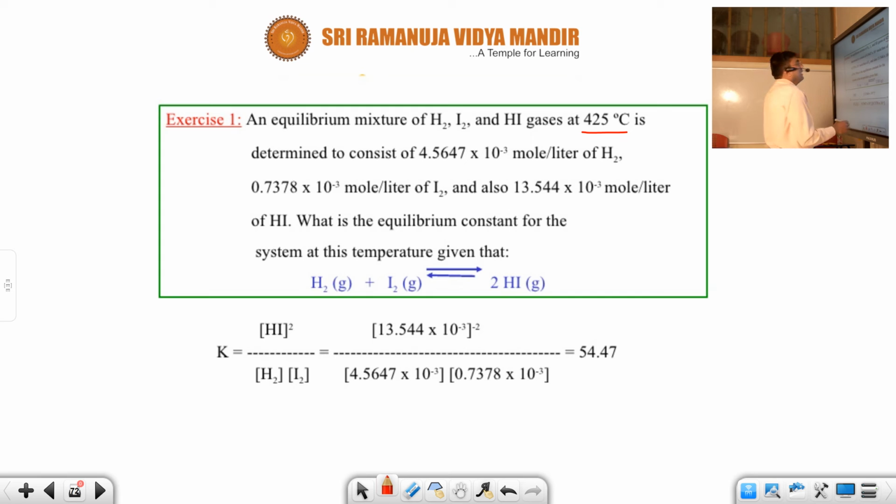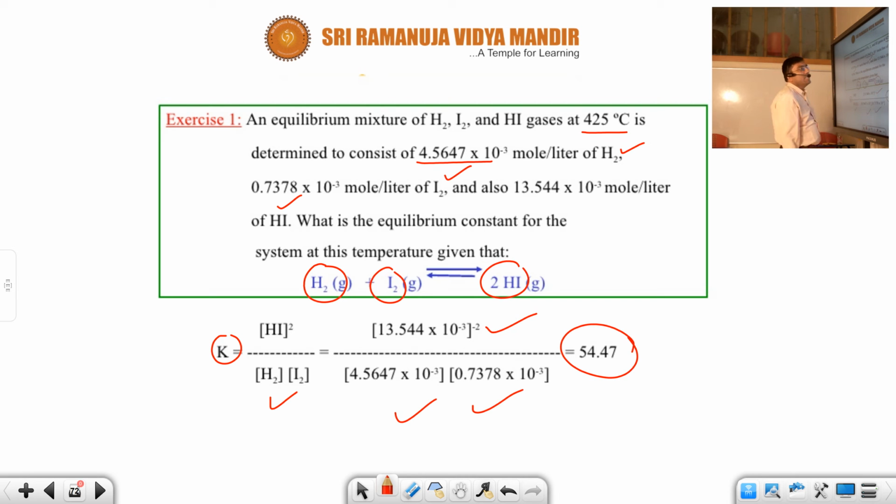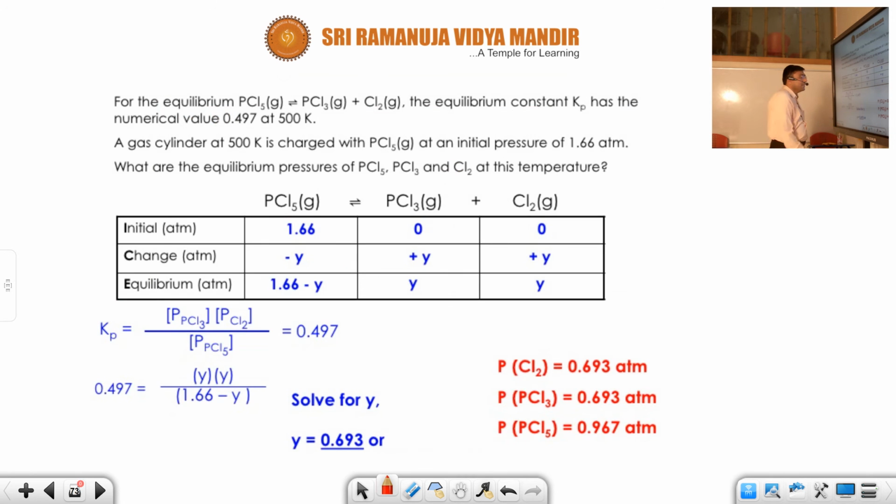Now, an equilibrium mixture of H2, I2 and HI gases is determined, with H2 at 4.5 into 10 power minus 3. The concentrations of H2, I2 and also HI are given. Students, you know equilibrium constant is equal to HI whole square, products whole square by reactants. So substitute the values, concentrations are given, and find the Kc value. It is a very simple question to find the Kc at a particular given temperature, 425 degrees centigrade.